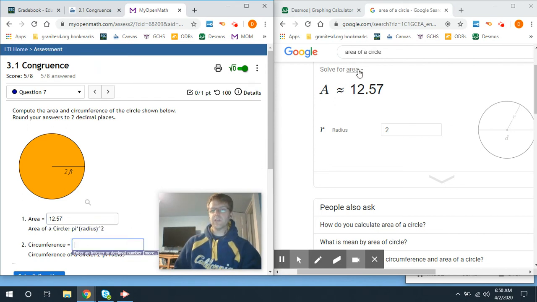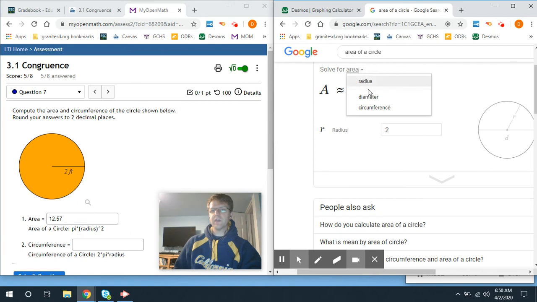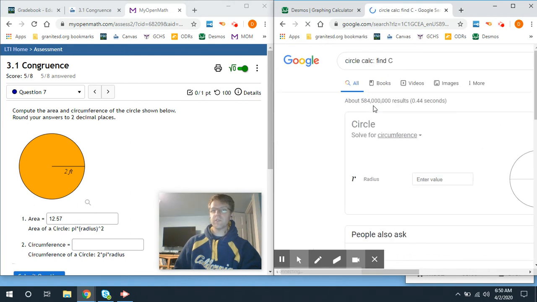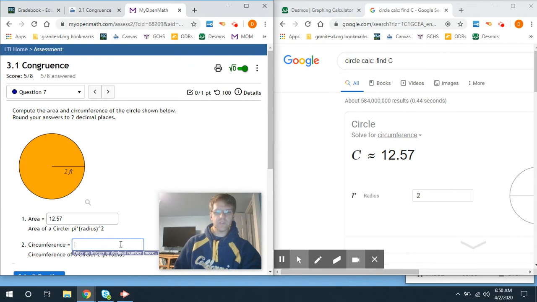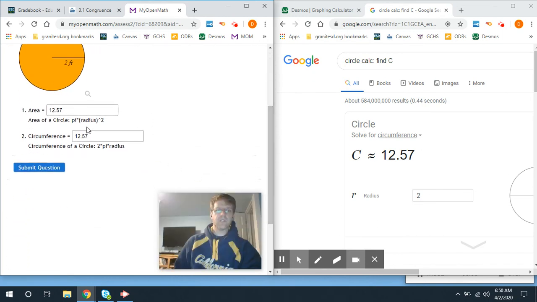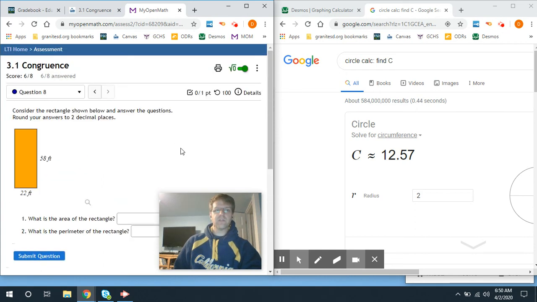Cool. And what is the circumference? Well, notice I can just click right here. I can just click and change the area to circumference. And now I can put in that the radius is still 2. And I find that the circumference is also 12.57. Now, your circle is almost certainly different, in which case these two numbers would not be the same. This is a very unusual circle in my case, where the area and the circumference are exactly the same. It's extremely weird.